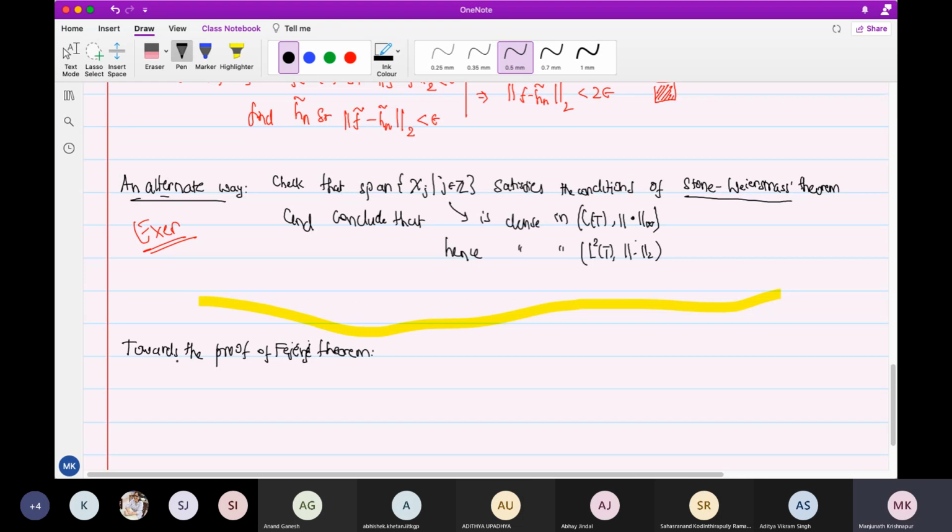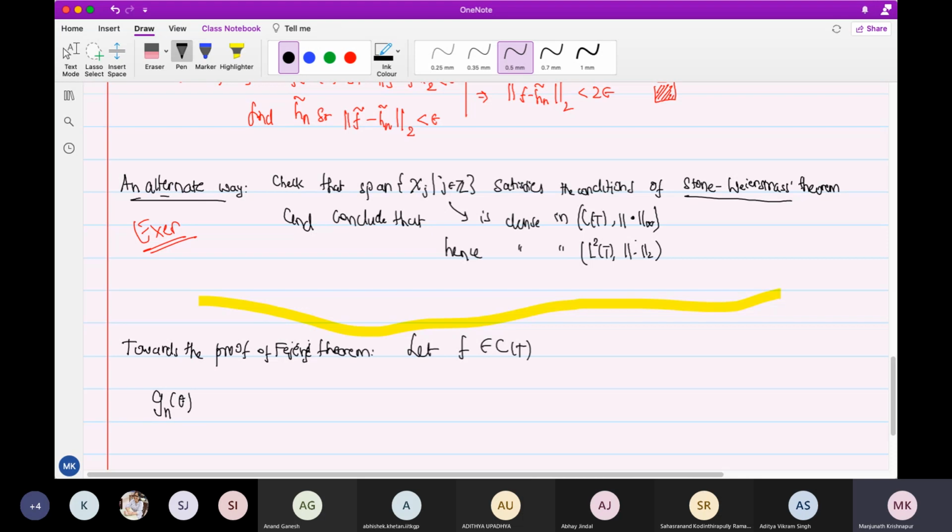Okay, so let's look at this first. Let f be in C of T. Okay, so we have defined G_n. You remember G_n is defined as follows.